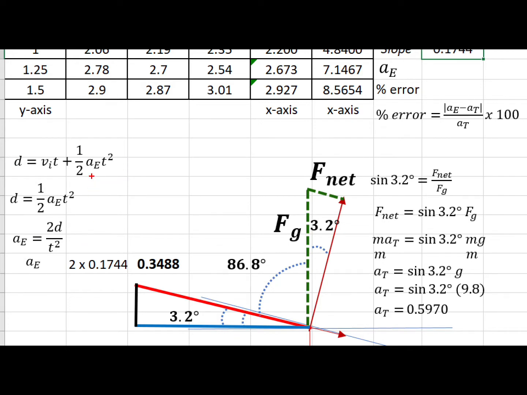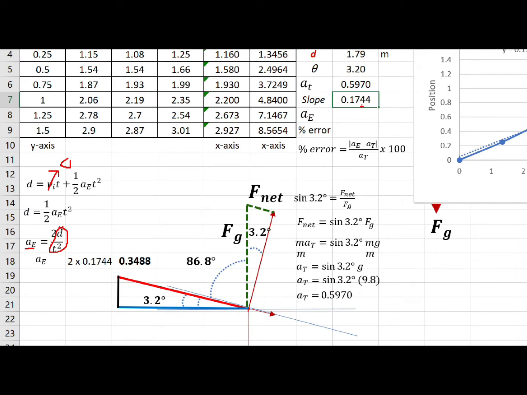So we know this one to be 0 because our metal ball is rolling at an initial velocity of 0. So that cancels out. So we are left with d is equal to 1/2 a, acceleration experimental, times t squared. Then rearranging this one, we'll put the acceleration experimental on the left side, and the other variables or parameters on the right side. And then that is now 2d over t squared. So this d over t squared is actually the slope of our graph, and we already know the value to be 0.1744. Do you follow? So I think you can see it here.